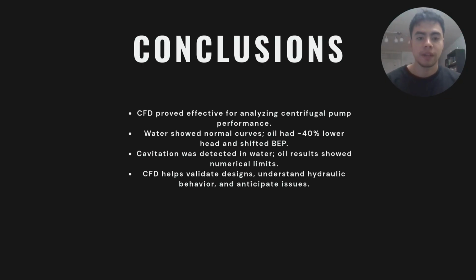In this project, we applied CFD to study the performance of a centrifugal pump using water and mineral oil as working fluids. With water, the pump followed the expected performance curves, reaching its best efficiency point close to 170 cubic meters per hour. In contrast, with oil the head dropped by almost 40% and the best efficiency point shifted to a lower flow rate, showing how viscosity strongly affects pump behavior.